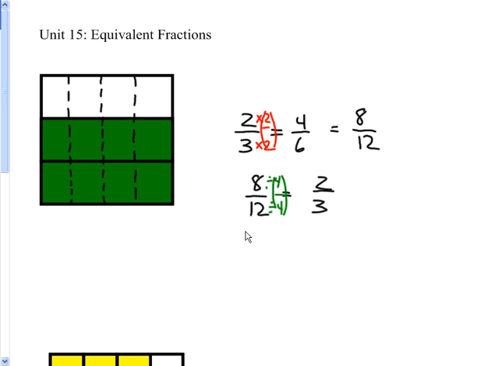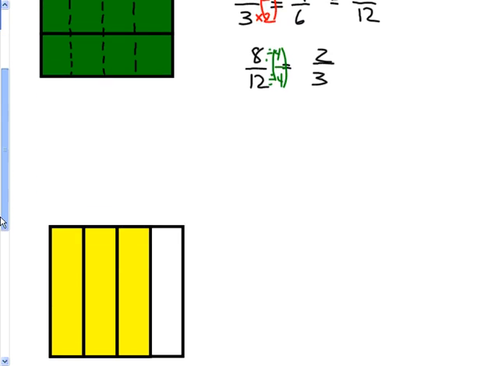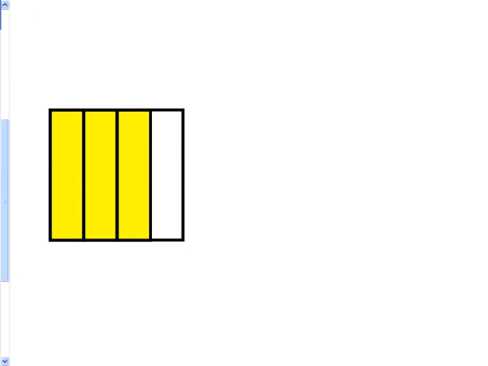Now, it doesn't only work with 2/3, it works with any fraction we want to consider. If we look at this, there are 4 pieces, and I have 3 out of the 4. So we have 3/4. Now if I multiply the top and bottom by 2, I'll get 6/8. Now what does that look like? Well, that would mean I would take each of these pieces and cut them into 2 pieces. And I have 6 out of the 8.